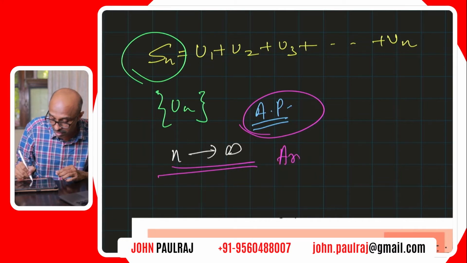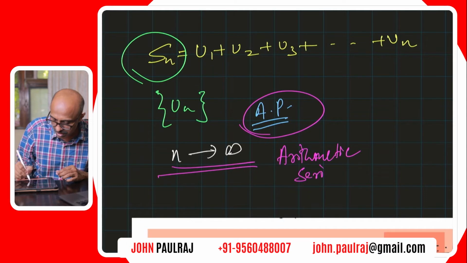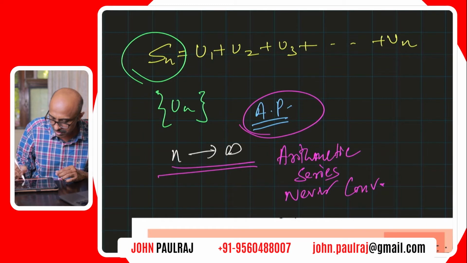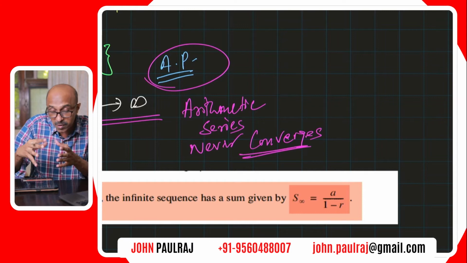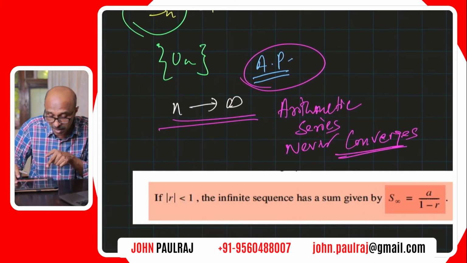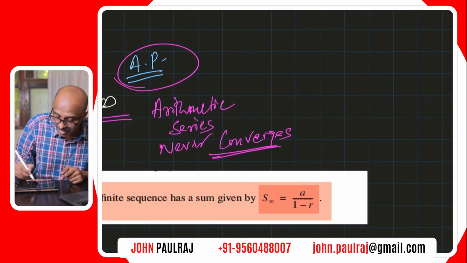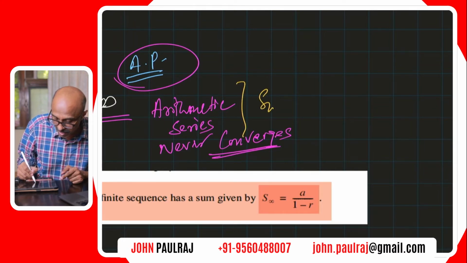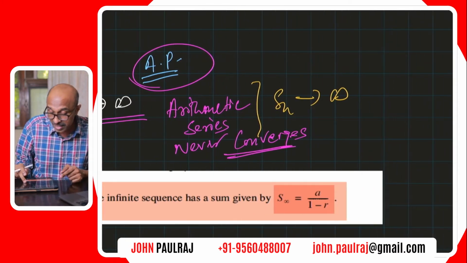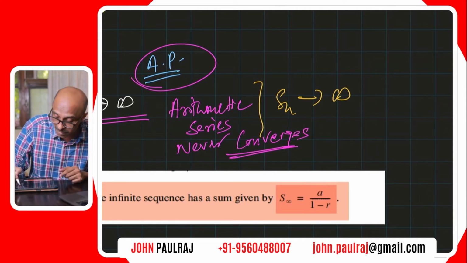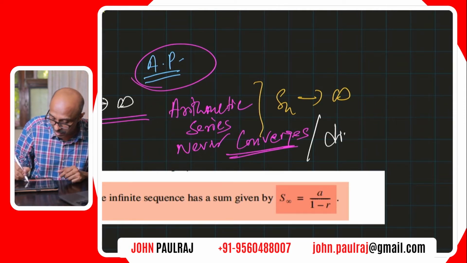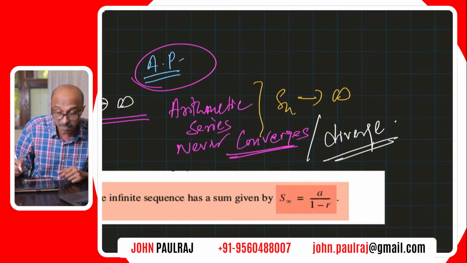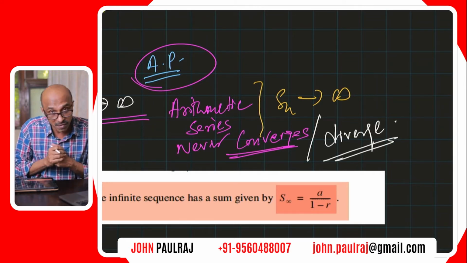AP, that means an arithmetic series never converges. To converge means it goes to a finite value. Otherwise, it's going to go without bound. So as n approaches infinity, Sn for an arithmetic series will also become infinite. The other word for does not converge is diverge. Let me put that also. Diverge. Now, if you're an AP student, then you will study more about convergence and divergence.